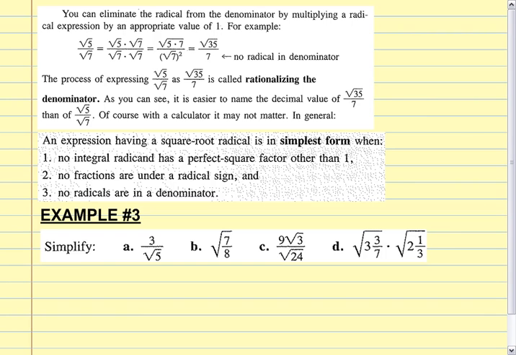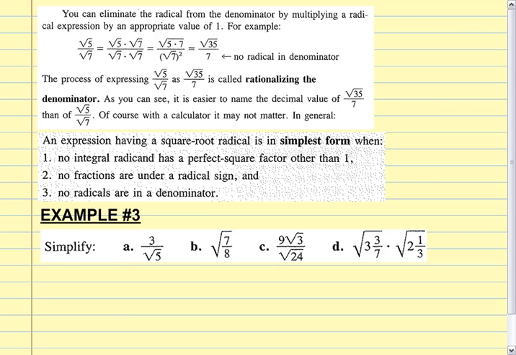Hey folks, I put this stuff in there. I know it's a lot of words, but it's definitely some stuff that we want to go through. Okay? I'm just going to read through it and talk about it. It says you can eliminate the radical from the denominator by multiplying a radical expression by an appropriate value of 1. Now let me show you what that means.